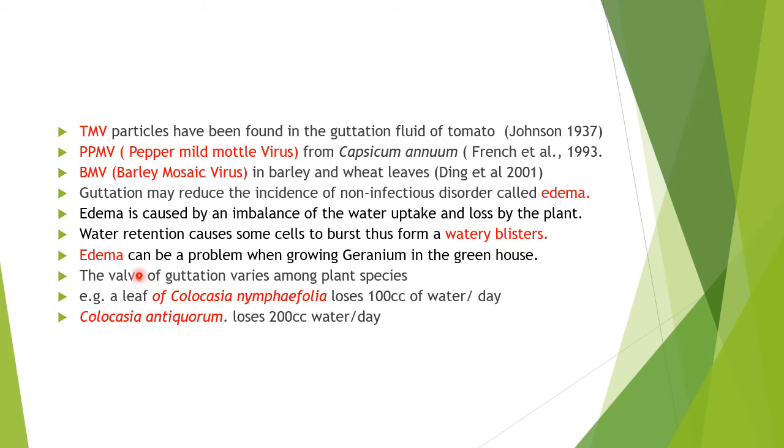So the guttation value varies among plant species. Colocasia nymphifolia loses 100 cc of water per day, but exceptionally, Colocasia antiquorum loses 200 cc of water per day. So guttation rates also vary among the species.